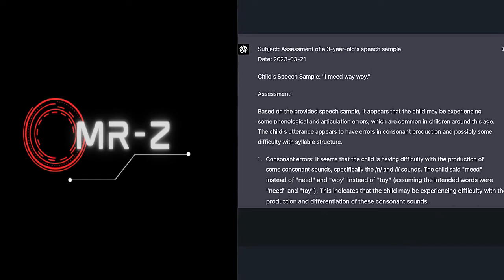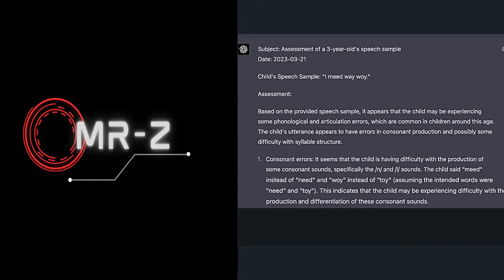So it says there's phonological and articulation errors. It says the child's utterance appears to have errors in consonant production and possibly some difficulty with syllable structure. And so it says consonant errors. It seems that the child is having difficulty with the production of some consonant sounds, specifically the N and L sounds. The child said mead instead of need and woy instead of toy.